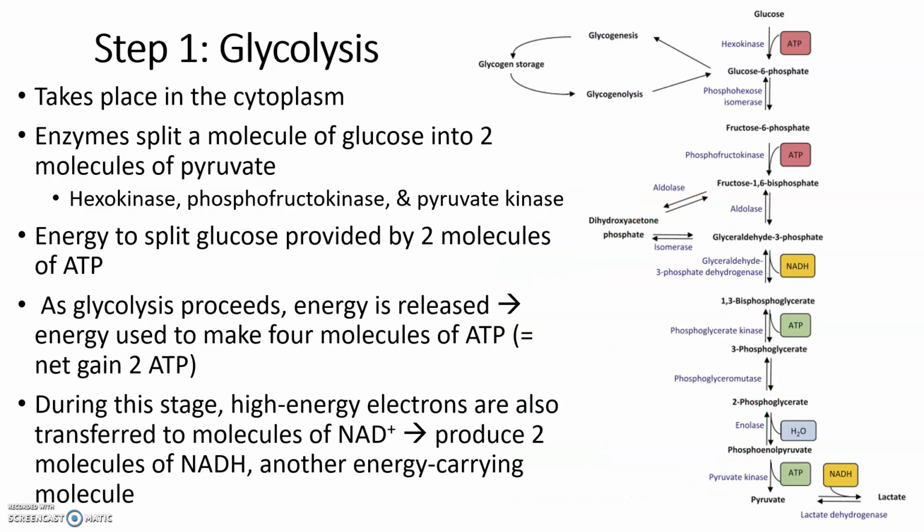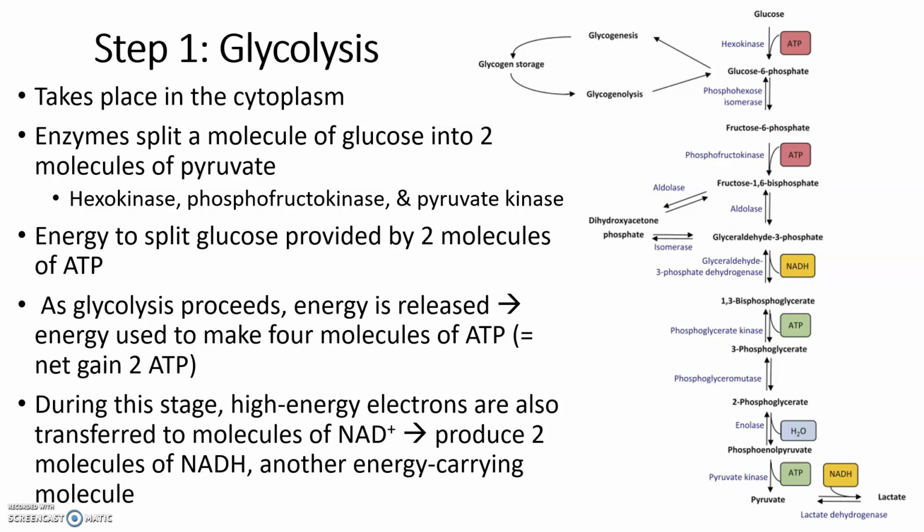So Step 1, glycolysis. This is going to take place in the cytoplasm. Enzymes are going to split 1 molecule of glucose into 2 molecules of pyruvate, and this is facilitated by 3 main enzymes listed there: hexokinase, phosphofructokinase, and pyruvate kinase. And those are diagrammed over there to the right at the different points where they take place.